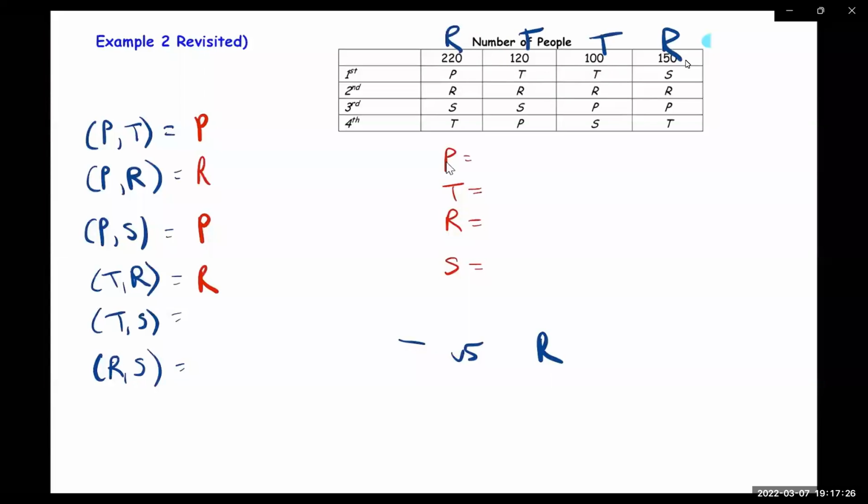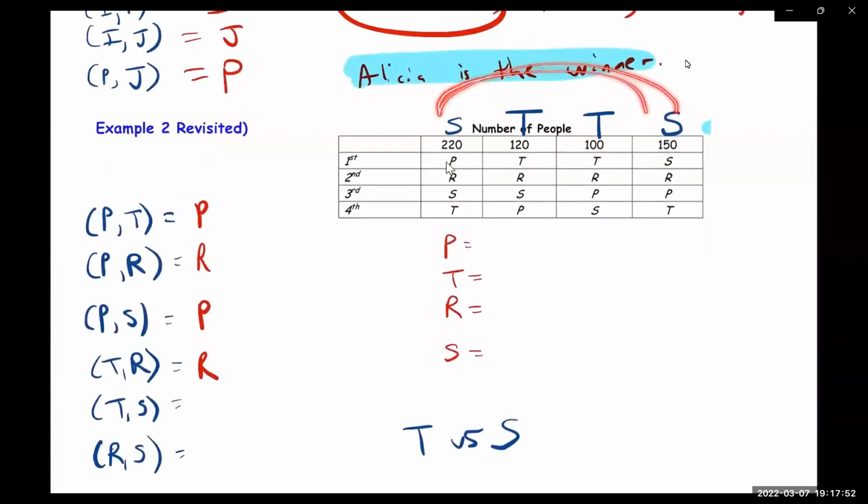All right, now we can do T versus S. Who wins the first one? S. Second one, T. Third one, T. And last one, S. So who wins overall? 220 versus 370. S definitely wins.